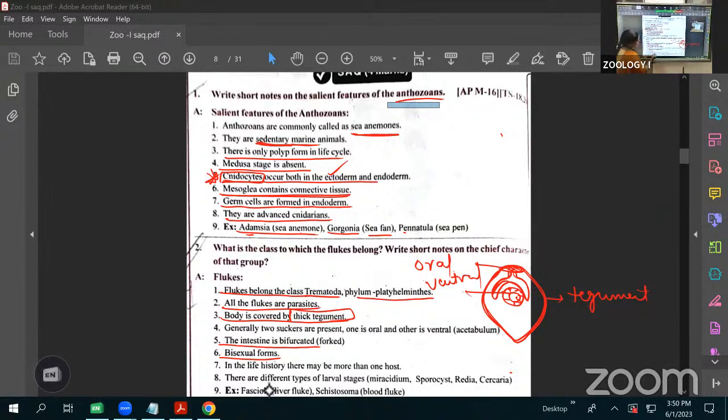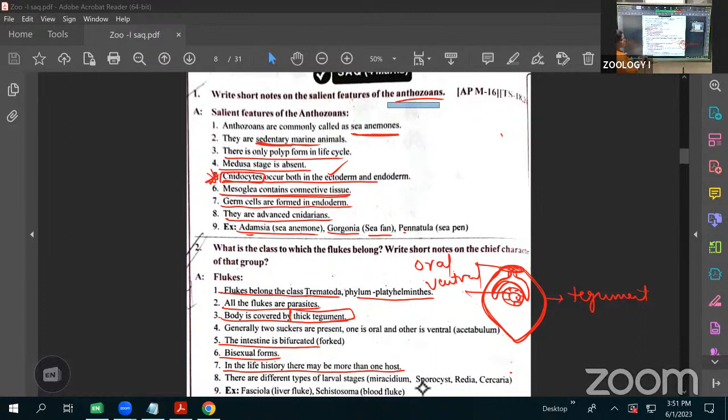In the life cycle of these animals, the life history, there may be more than one host. Here, digenetic, monogenetic we discussed; it is not present inside one host. The total life cycle is not completed in one host. It requires a number of hosts, not only 2 or 3. That's why in the life cycle there may be more than one host.